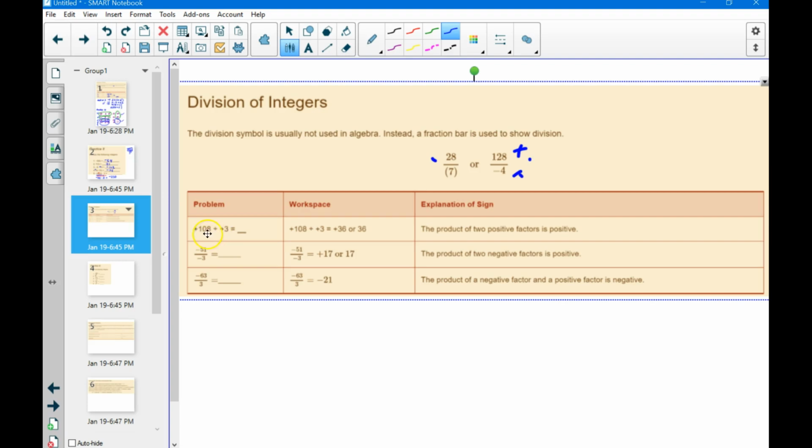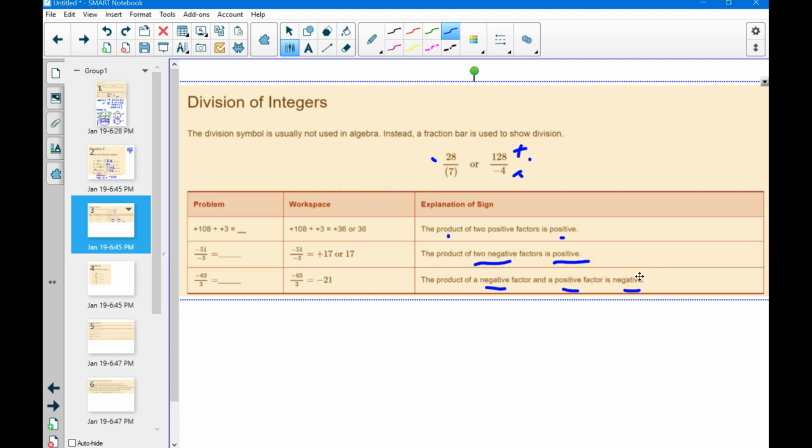Looking down here, you can see on our chart, we have 108 divided by positive 3. They're both positive. So the product, which isn't quite the right word, of two positive integers is positive. What it's trying to say, because product typically means multiplication, is if we divide two positive numbers, the answer is positive. If we divide two negative numbers, the answer is still positive. But if we divide a negative and a positive, the answer is negative.